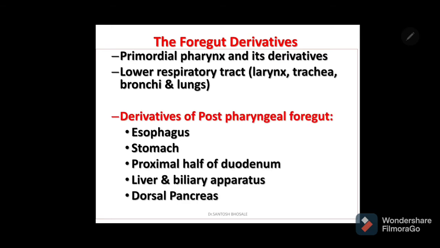So first, foregut derivatives. The foregut is divided into a prepharyngeal part and a postpharyngeal part. The primordial pharynx is formed by that, and it also gives rise to the larynx, trachea, bronchi and lungs via laryngotracheal diverticulum. The other derivatives of the postpharyngeal part of the foregut are esophagus, stomach, proximal half of the duodenum till the opening of the common bile duct, liver and biliary apparatus and pancreas, or you can say most of the dorsal pancreas, because some authors say ventral pancreas is derived from the junction between the foregut and midgut.